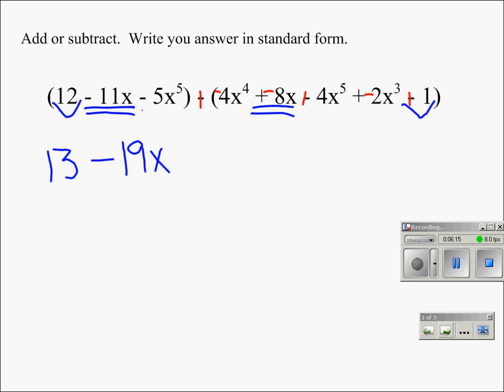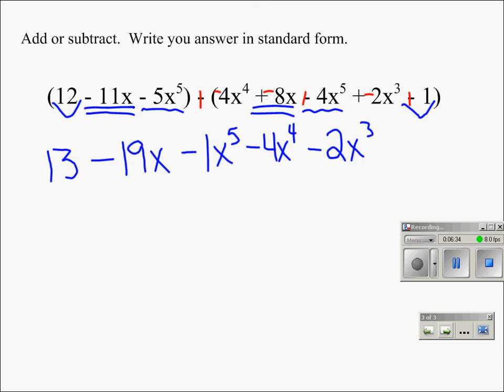And then I have a negative 5x to the 5th and a positive 4x to the 5th gives me negative 1x to the 5th. Anything I didn't use, I have a negative 4x to the 4th that I didn't use, and a negative 2x to the 3rd that I didn't use.